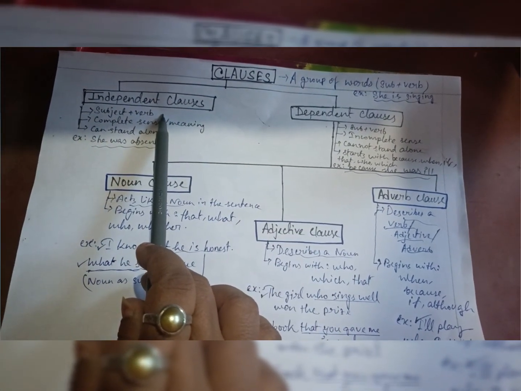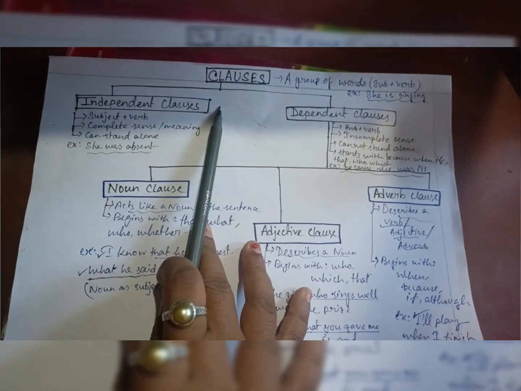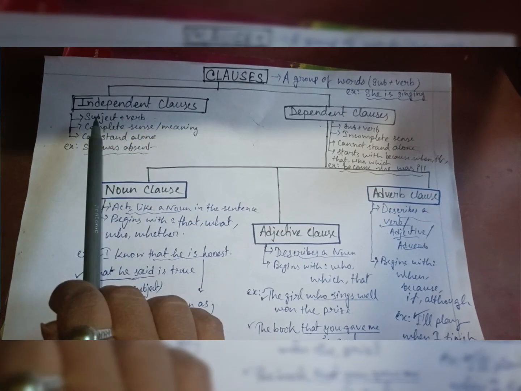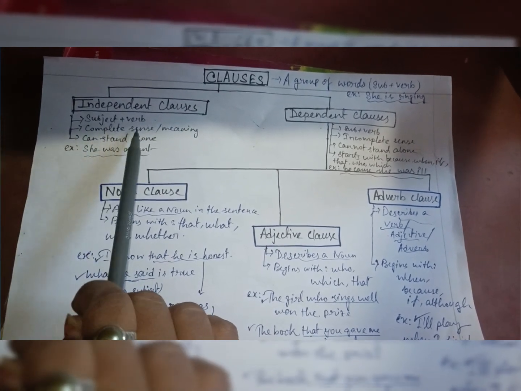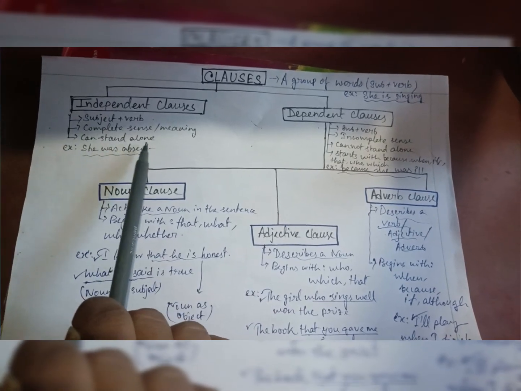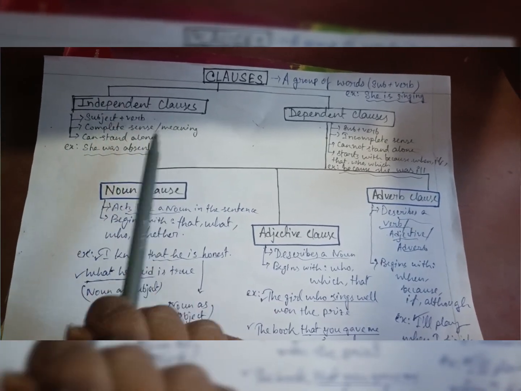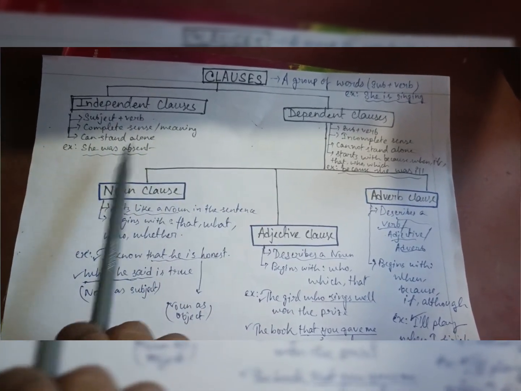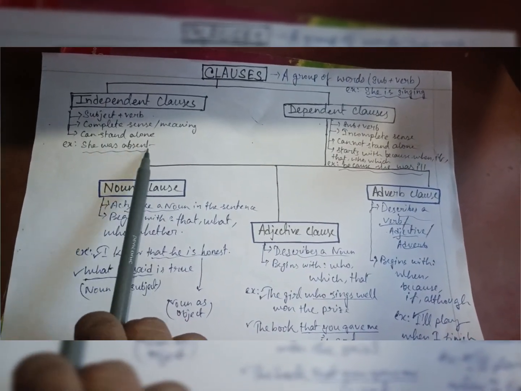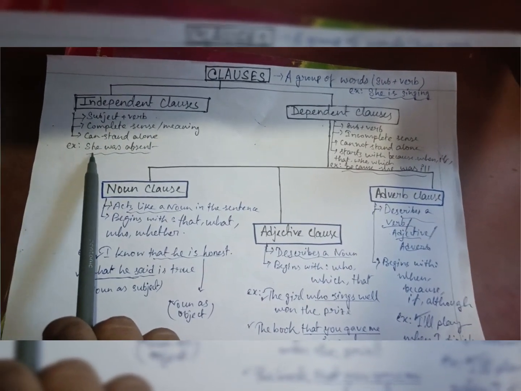Independent clause is also known as main clause. So what is a main clause or independent clause? An independent clause has subject and verb. It gives the complete sense or meaning, and it can stand alone, meaning it gives the full sense, that's why it can stand alone. She was absent, so this portion is the independent clause. Here you can find the subject and verb.